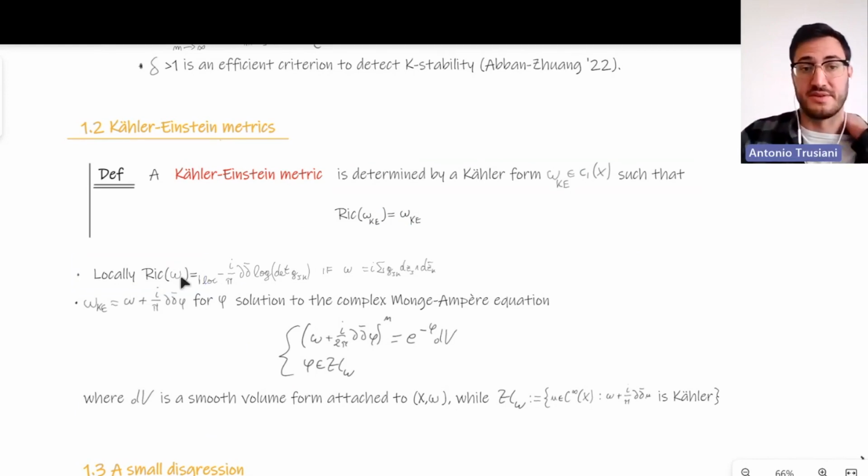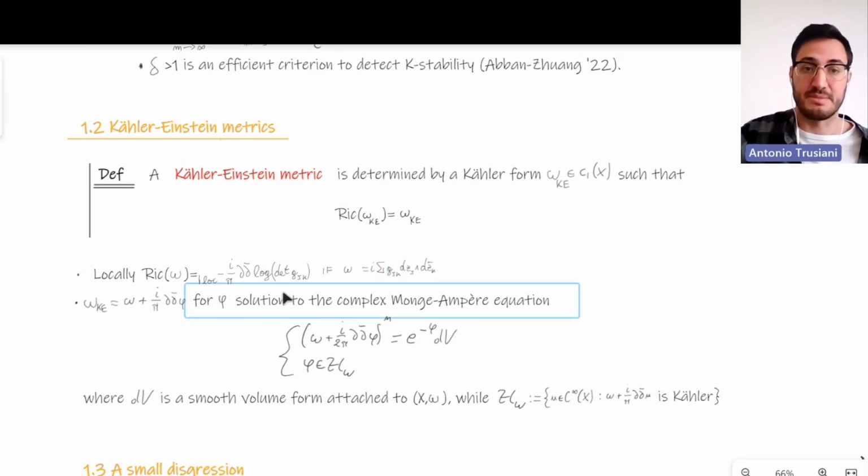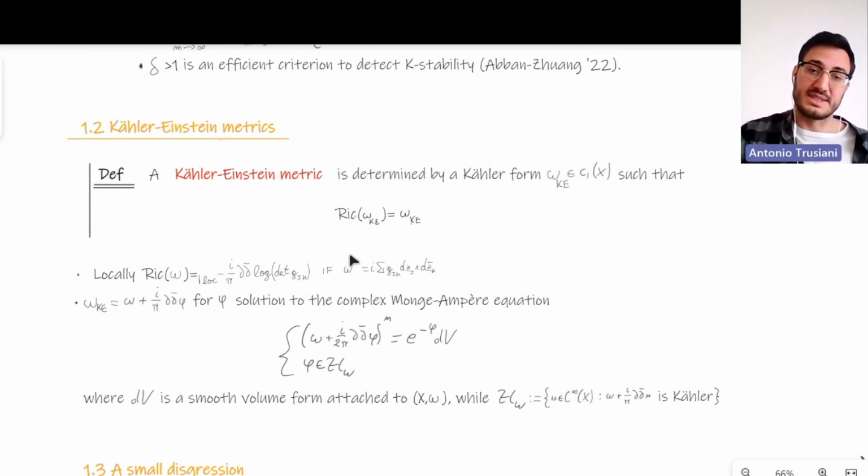Locally, the Ricci form is given by this formula. You write omega in coordinates with respect to this matrix g_jk, and you take the determinant of this matrix, and you have this Ricci form. This observation is important to understand, and then the Einstein equation can be translated into a complex Monge-Ampère equation. So to find Kähler-Einstein metrics, you need to solve these complex Monge-Ampère equations, where dV is a smooth volume form attached to X, while we look for solutions.